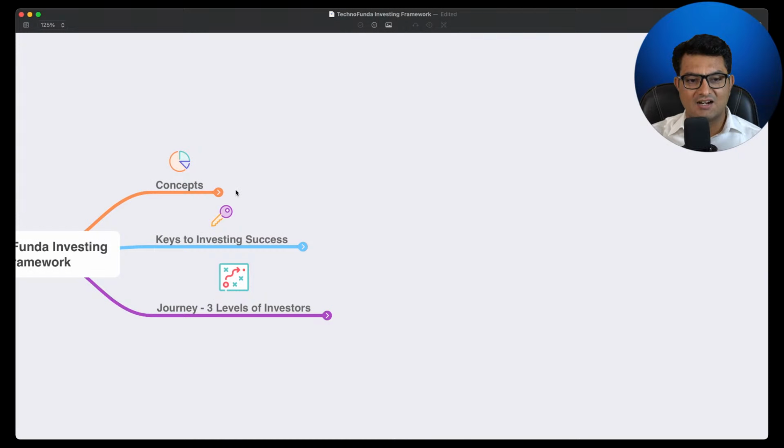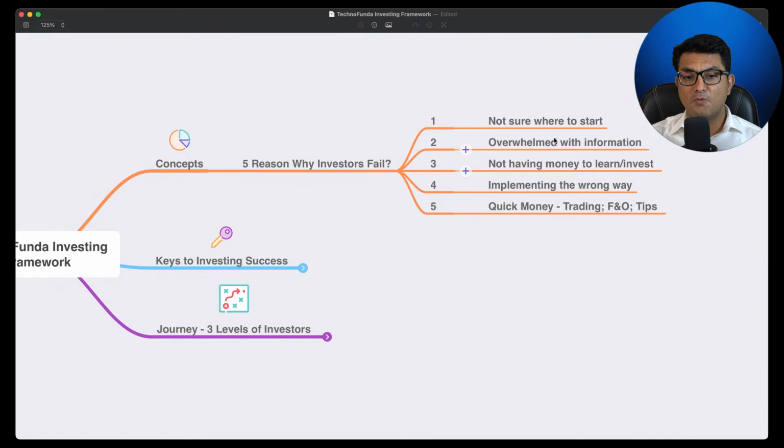So first of all, let's understand the reasons why investors fail in their investing journey. The first reason is most investors, when they get started, don't know where to start. And I have seen a lot of tenured investors also who spend a lot of time in the market, but still they are confused about what to do exactly, step by step. So I'll give you clarity around all the steps I follow in my entire framework so that you can also model that and adapt it to your investing strategy.